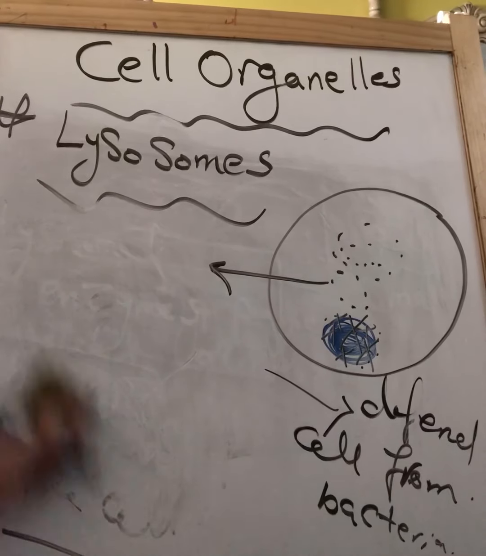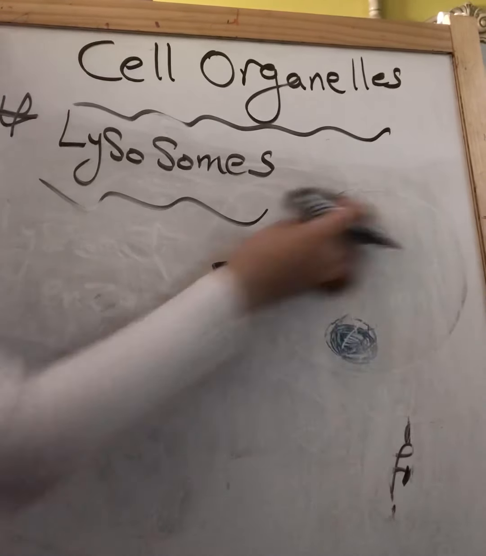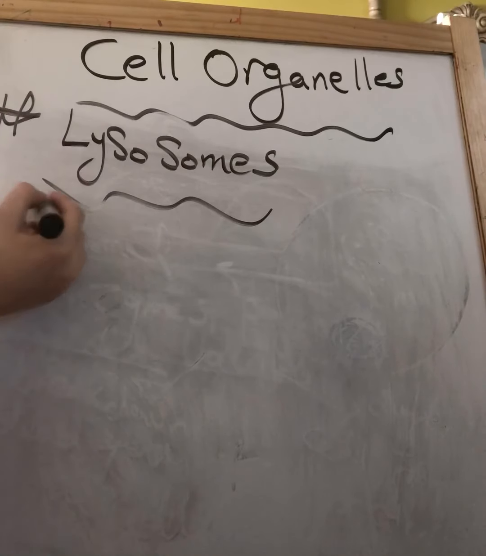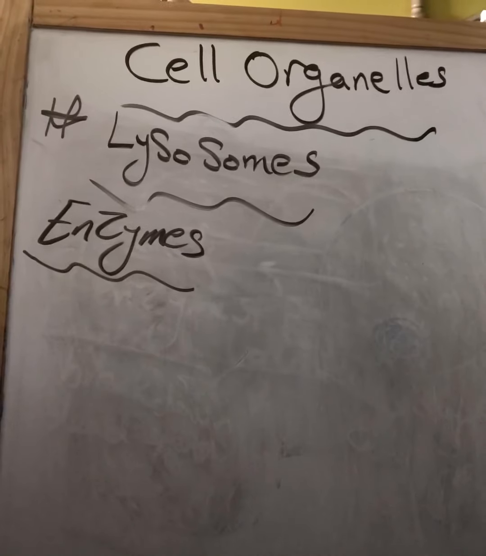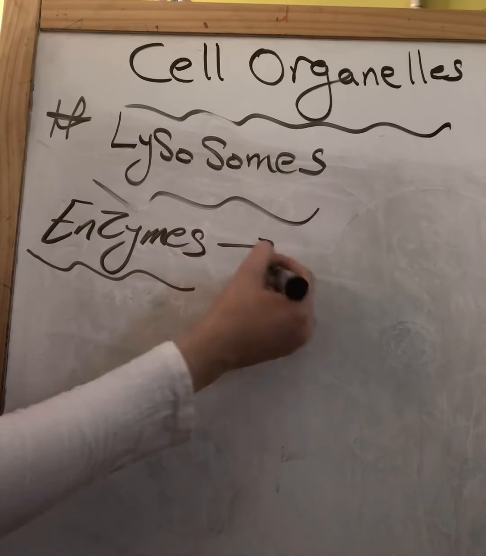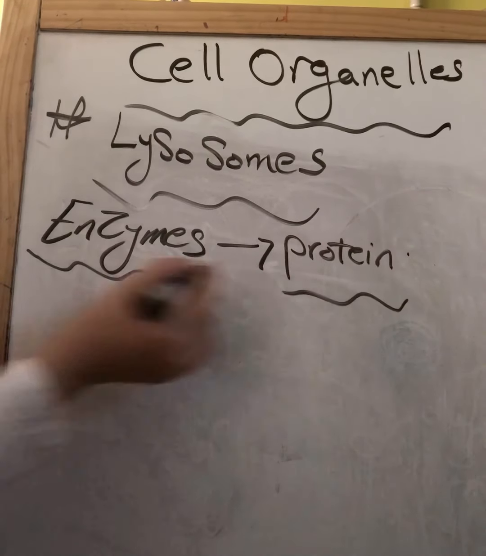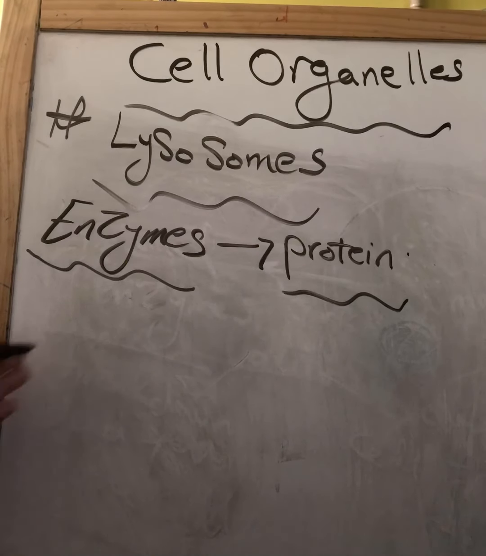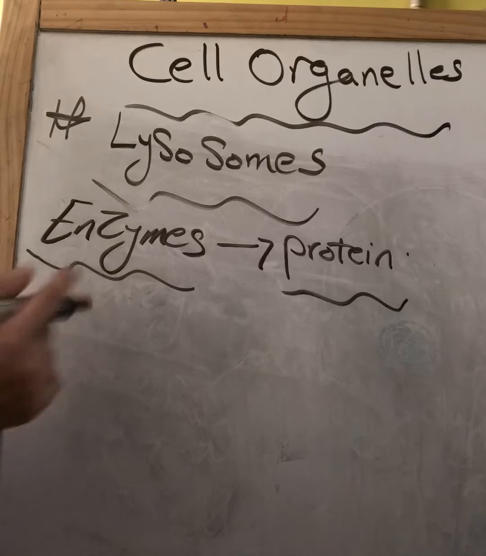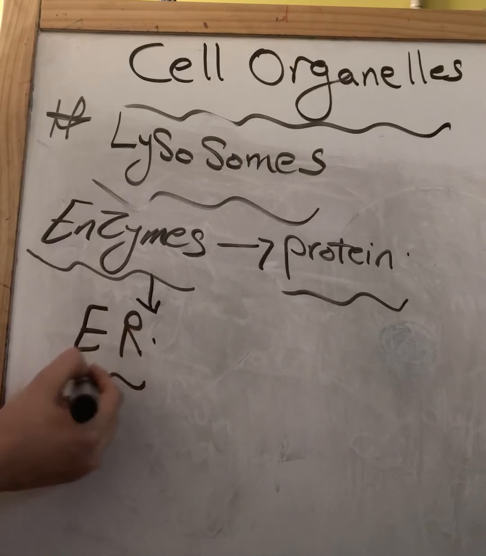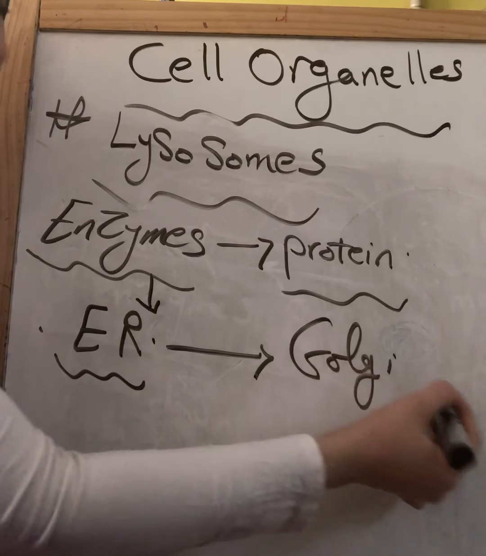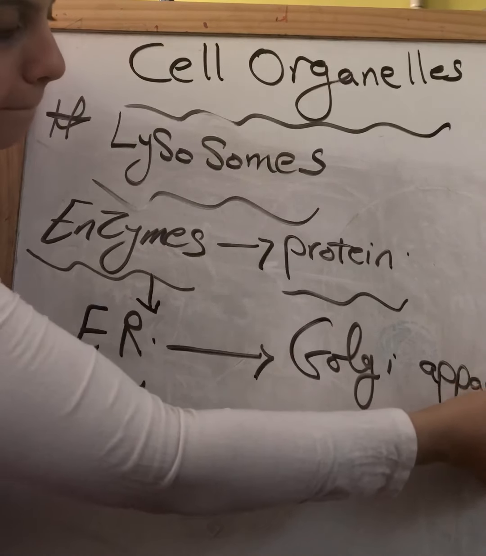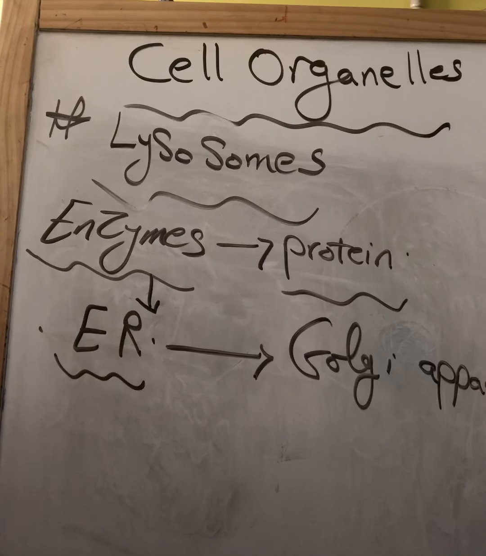Let's talk about enzymes. What are enzymes? Enzymes are proteins. So if I asked you, where do you think the lysosomal enzymes are produced? Since they are proteins, they are produced in the endoplasmic reticulum. After that, from the endoplasmic reticulum, they will be activated in the Golgi apparatus, because they are proteins.